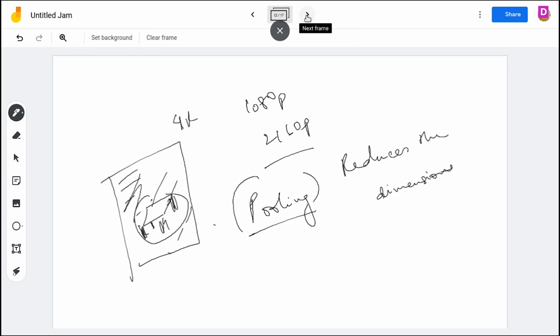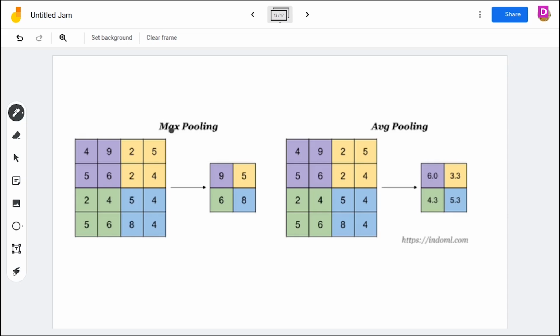So what actually happens in pooling? Pooling itself is of two types. We have max pooling and we have average pooling. What max pooling does is basically you have to define or decide how much you want to reduce. So this is an original image, and I am going to reduce the size. In that case I will do max pooling.